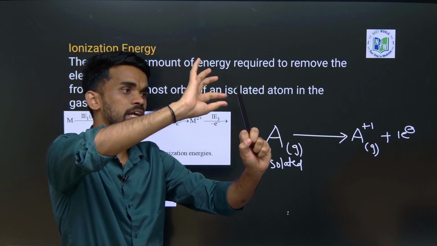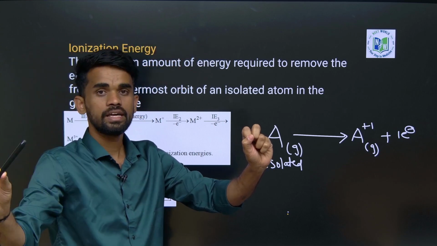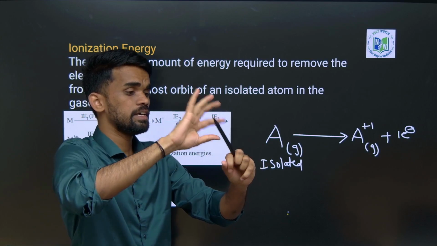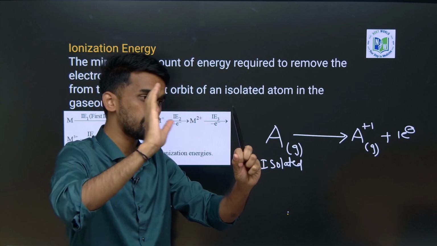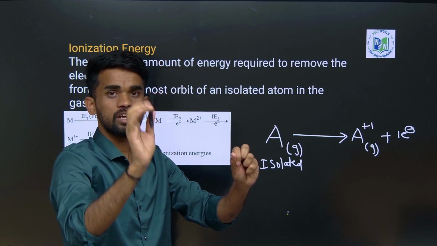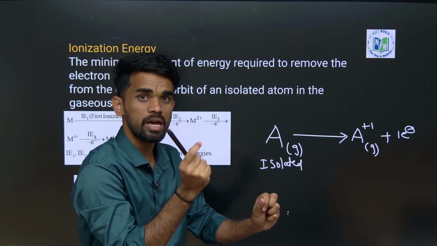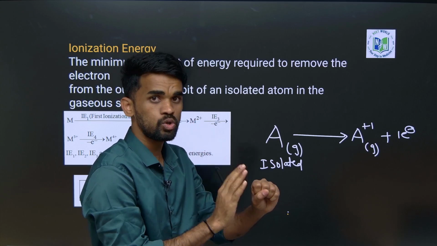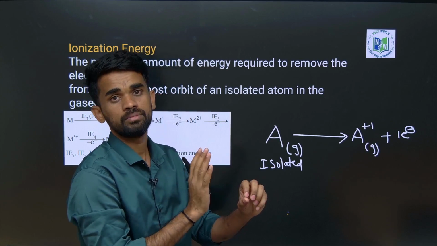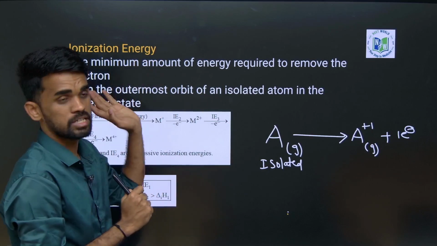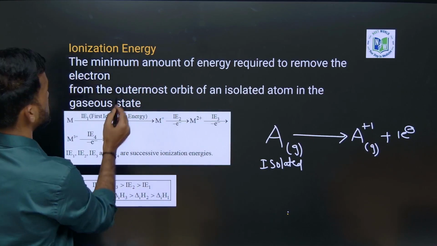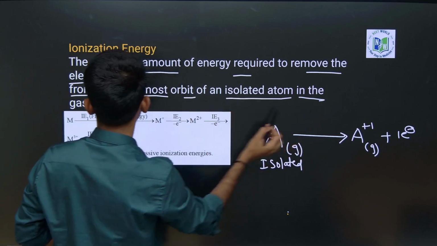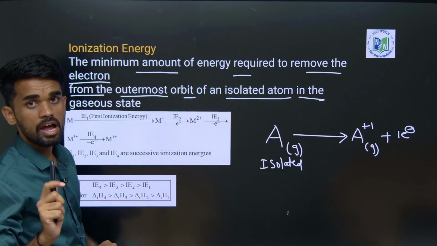Now the amount of energy required to remove this electron is called ionization energy. See, here the electron is there, and I am using some amount of energy to remove this electron. Therefore, the minimum amount of energy required to remove the valence electron from the neutral gaseous isolated atom is considered as ionization energy. Here, the minimum amount of energy required to remove an electron from the outermost orbit of an isolated atom in the gaseous state is considered as ionization energy.